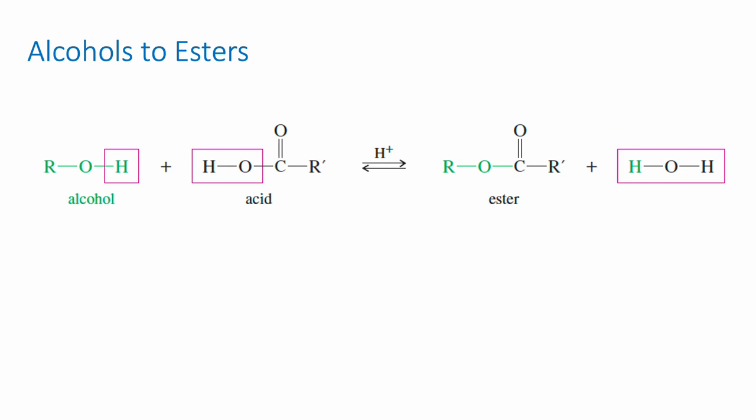But the oxygen that was on the alcohol became part of the ester. That's why it's green on the right side there. So let's look at this mechanism and see how this works.